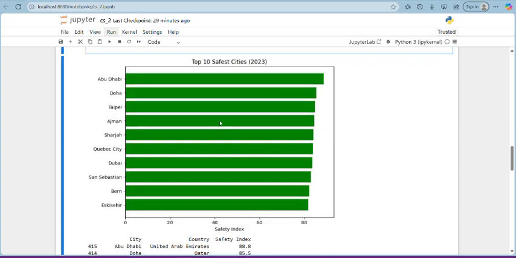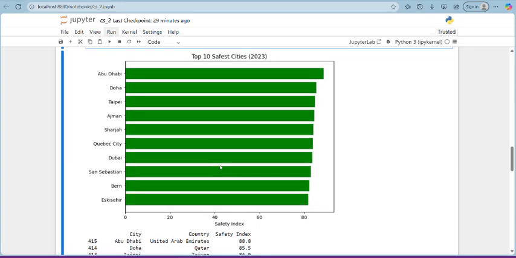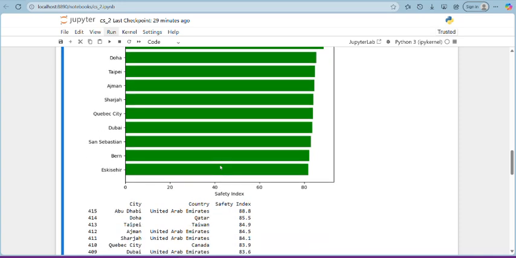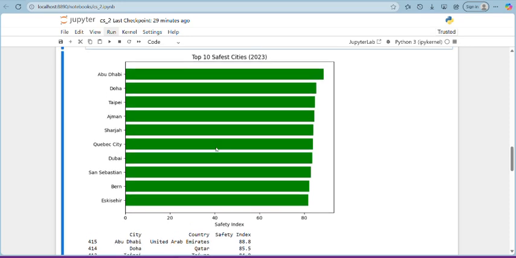Here the horizontal bars are easier to read for the city names, and inverting the y-axis puts the safest cities at the top. Looking at the chart, we can see which is the safest city according to the data set. This helps us understand which cities are doing well in safety measures.